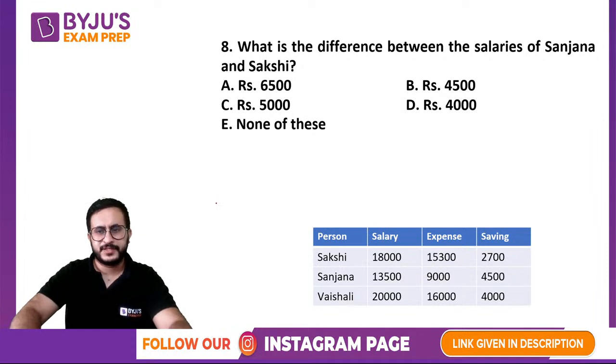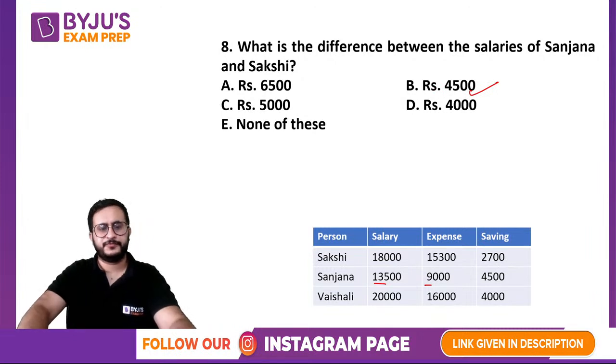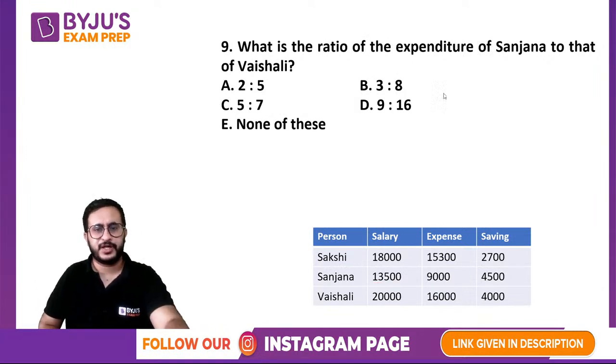What is the difference between the salaries of Sanjana and Sakshi? For that answer, we have written the table here. You use 135 and 90, you get 4500. Now again, you can do this mentally, but if you had to do some calculation, you could have saved writing some zeros. All right, what is the ratio of expenditure of Sanjana to that of Vaishali?